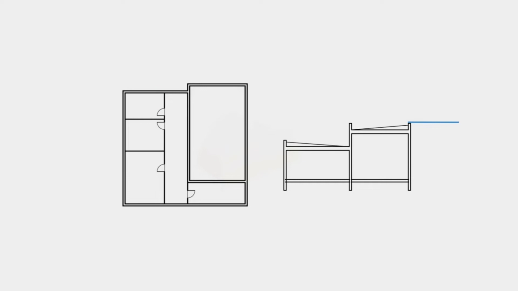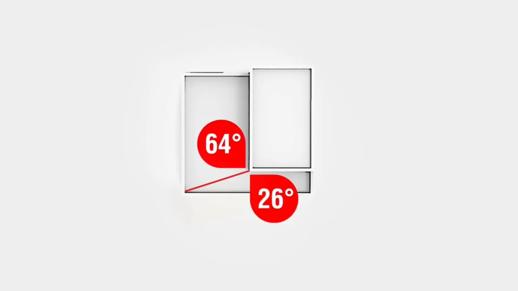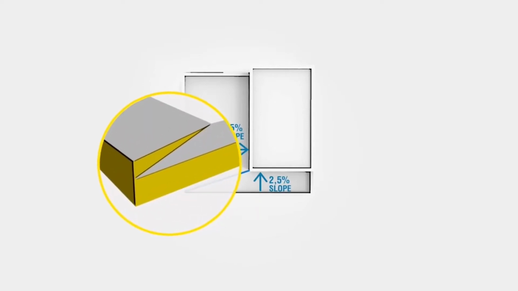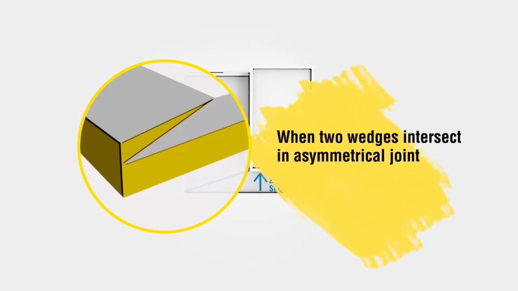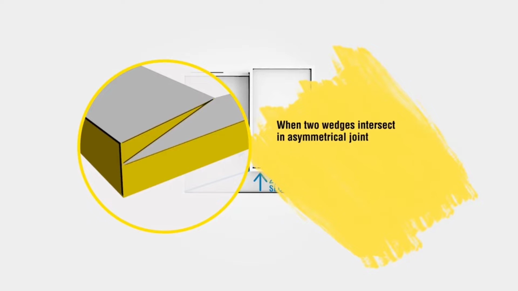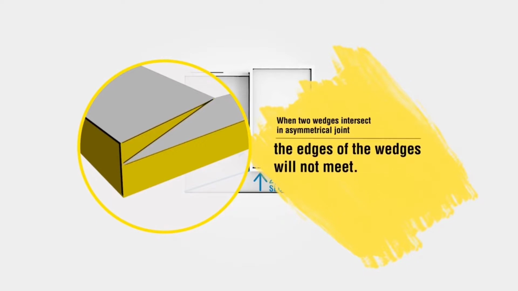the roof will work. But when the design comes to a manufacturer's office, an already familiar problem is being recognized, where the design is simply not possible due to very basic geometrical rules. The roof is being built up from wedges in a fixed slope of 2.5%. When two wedges intersect in an asymmetrical joint, the edges of the wedges will not meet.